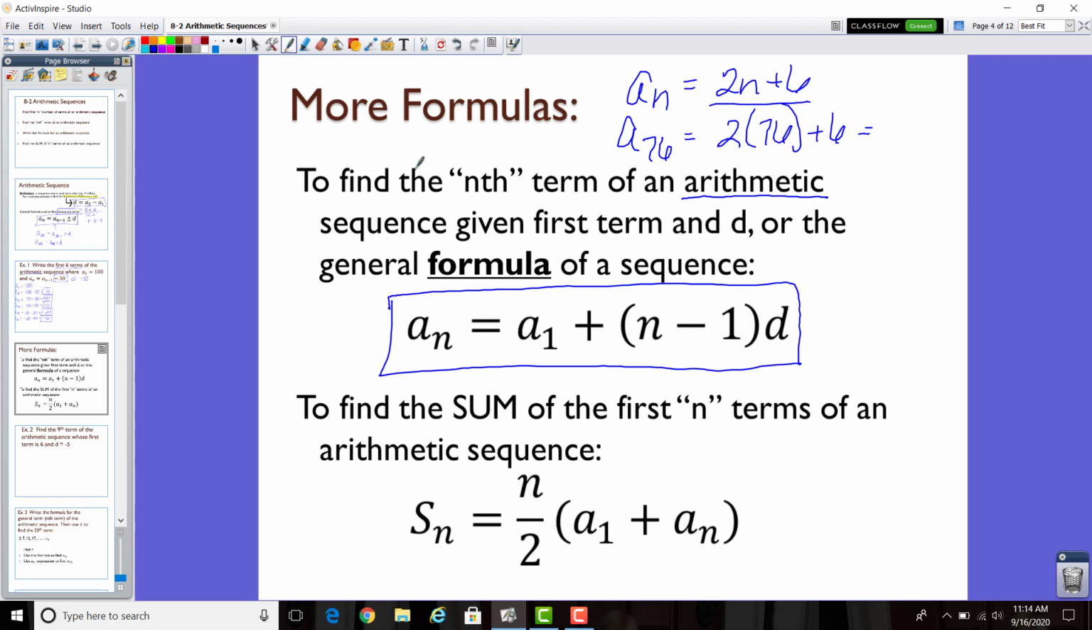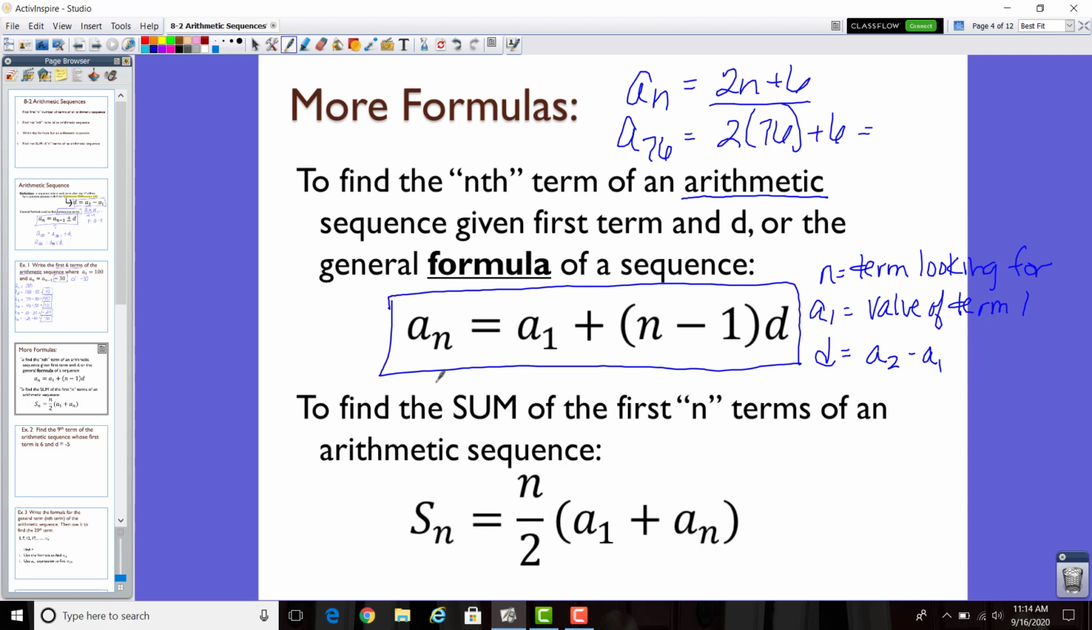Well, if we're looking for the nth term or the general term, then n's going to stay n. So n always represents the term you're looking for. So if you're looking for the nth term or the general term, n stays n. If you're looking for a specific term, n turns to that number of term you're looking for. A sub 1 always represents the value of the first term, so the value of term 1. And d, as we know, is our common difference, or a sub 2 minus a sub 1.